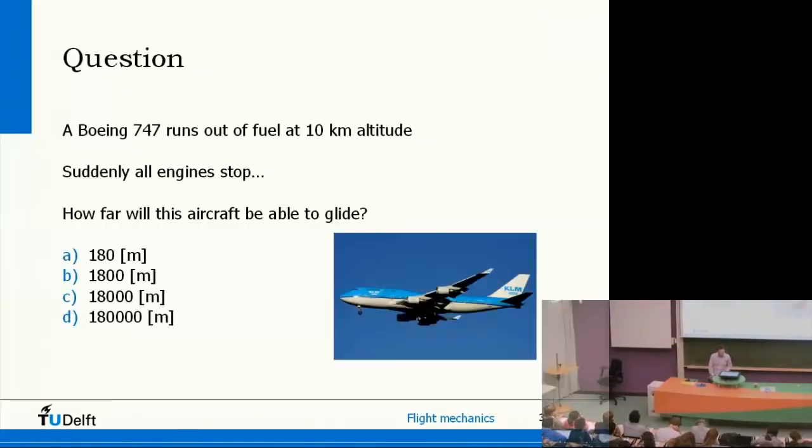So I'd like to start just with a question to get your minds going a little bit. Now imagine you're in that Boeing 747, 10 kilometers altitude, so about cruise altitude. And for some reason whatsoever, all engines fail.